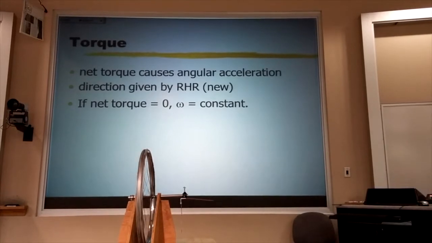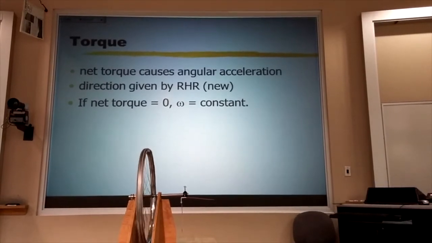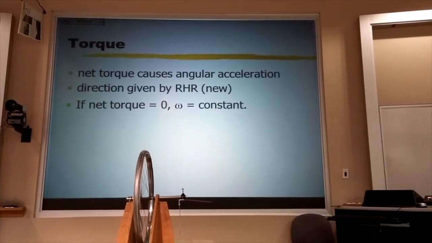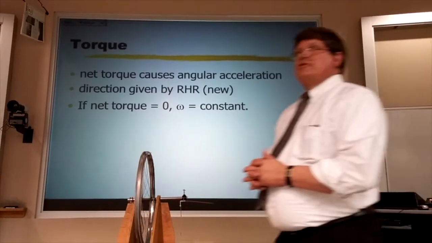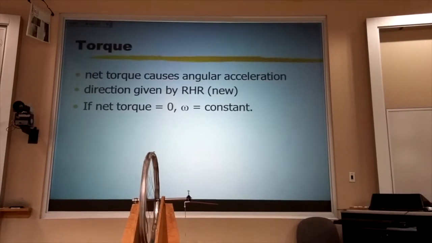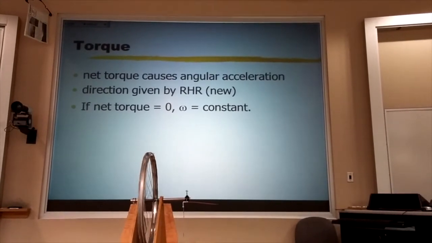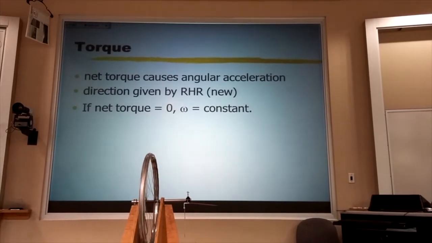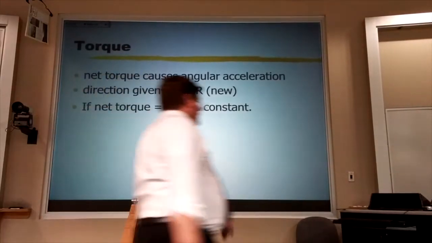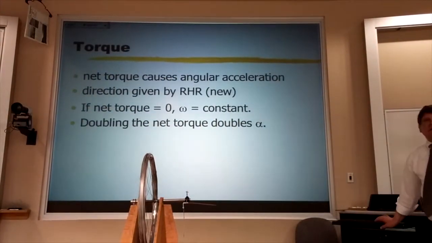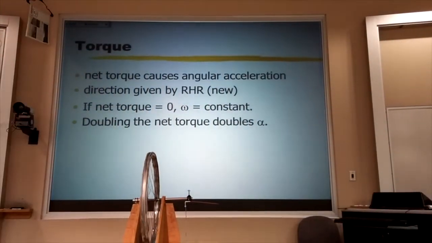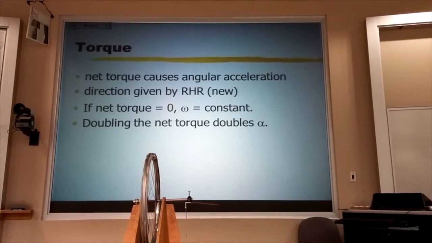Now, turns out that if a net torque causes an angular acceleration, if I have a zero net torque, that should cause a zero angular acceleration, by which I mean a constant omega. Now, that could either be something that's stopped or something that's rotating at a constant rate, the same omega all the time. And we also find that if we double the torque, we double the alpha. Now, on Wednesday, we're going to find out what the constant of proportionality is, but for now, this is just an observation.